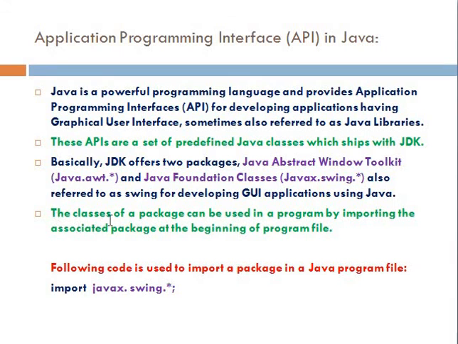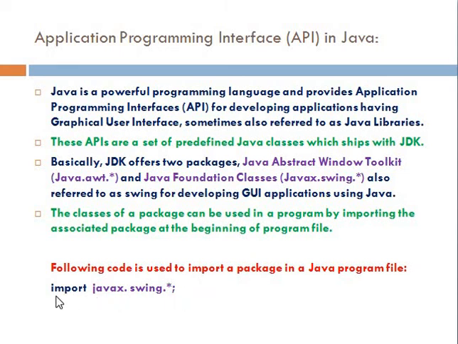Then come to the next point. The classes of a package can be used in a program by importing the associated package at the beginning of a program file. The following code is used to import a package in a Java program file. It's like this. You shall type the word import. Here import is a Java keyword, and then you shall specify the package called javax.swing, and then the dot and star here specifies the list of predefined Java classes, and then terminate the statement with a semicolon.